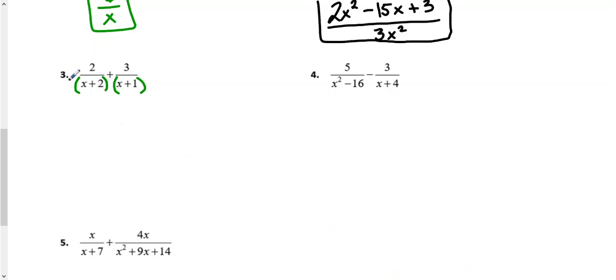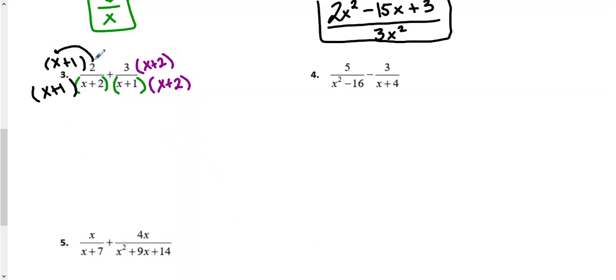So I need to multiply this first fraction by x plus 1. So now they both will have an x plus 1. And again, top and bottom. I need to multiply the second fraction by x plus 2. So they both have x plus 2. Again, whatever I change on the bottom, I have to change on the top.